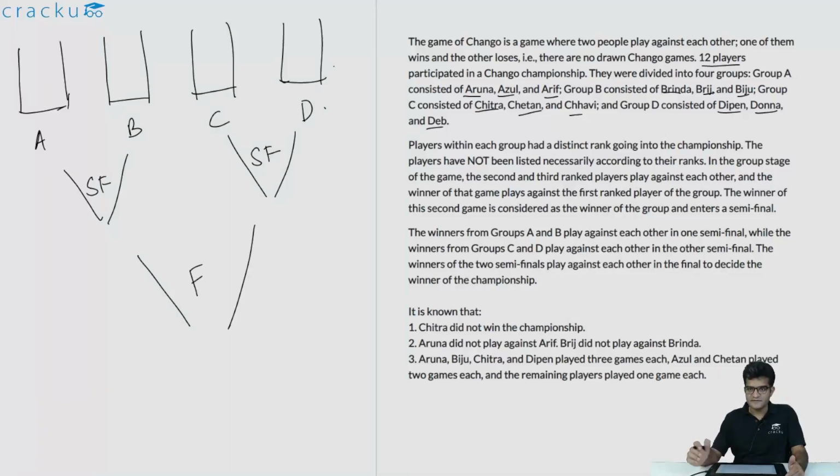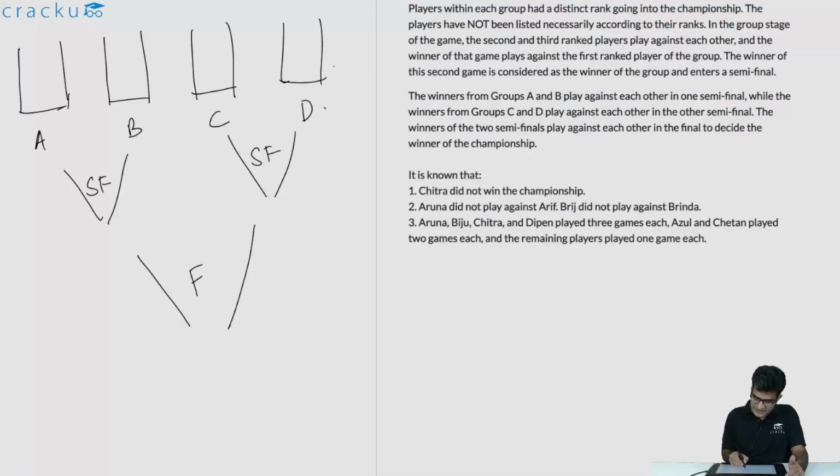We have been given some information. We are told that Chitra did not win the championship. We are also told that Aruna did not play against Arif and Bridge did not play against Brinda. We are also given that Aruna, Biju, Chitra, Deepen played 3 games each. Azul and Chetan played 2 games each and everybody else played 1 game each.